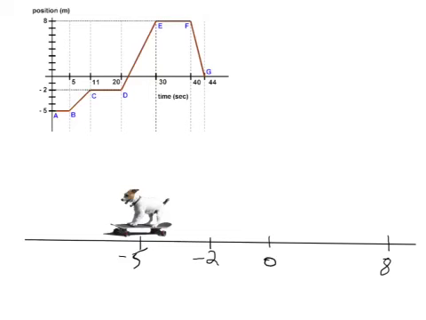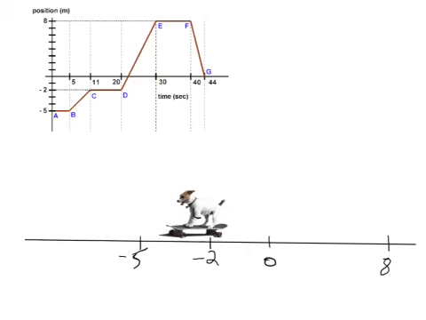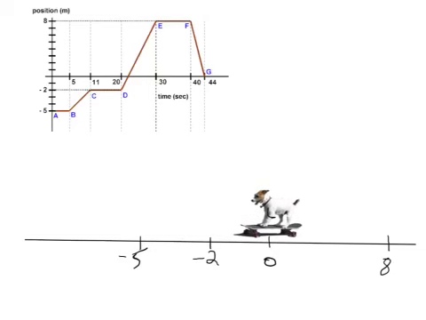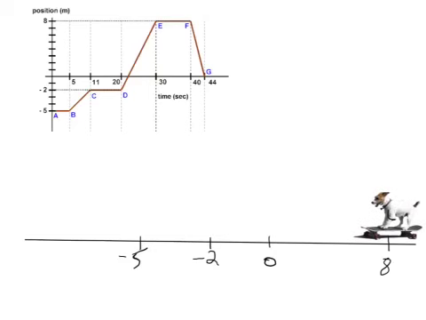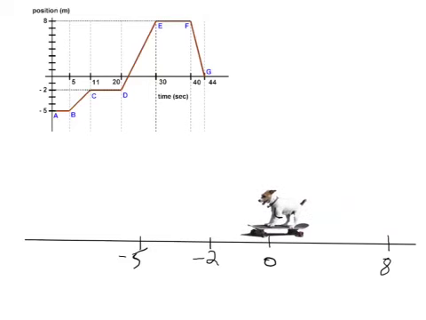So in this case, our object begins without moving at all for 5 seconds, and then moves to negative 2, stops for 9 seconds, and then moves with a constant velocity all the way to negative 8, stops for 10 seconds, and then moves very quickly back to 0.